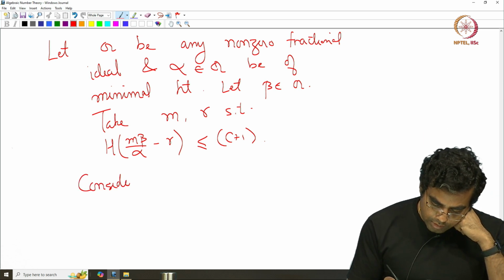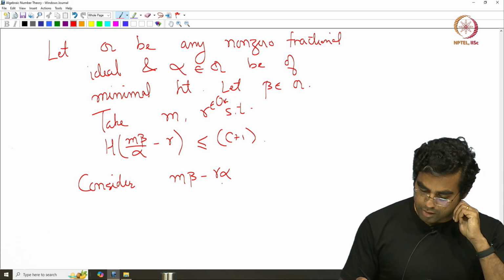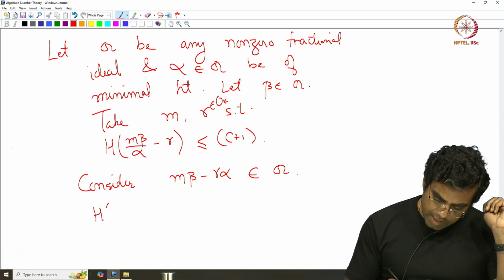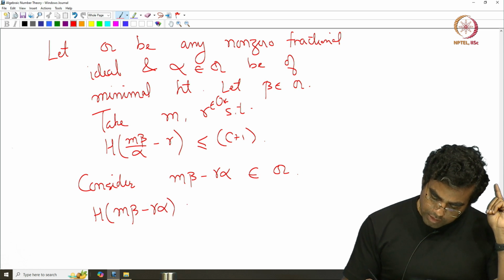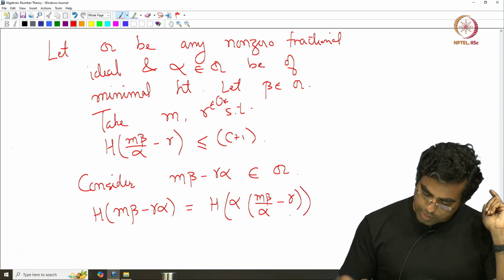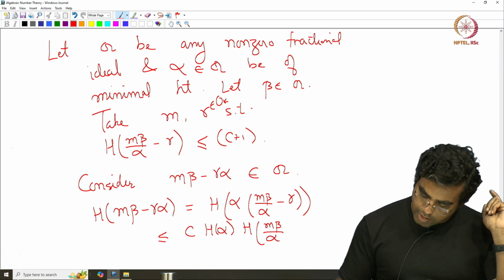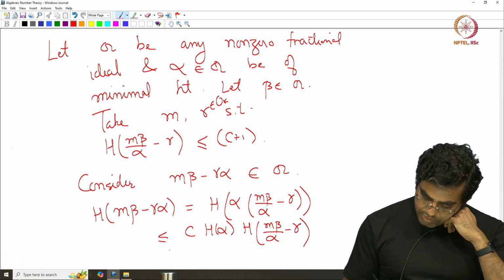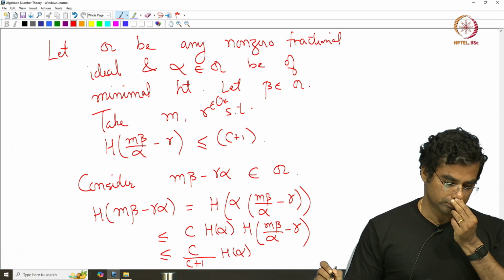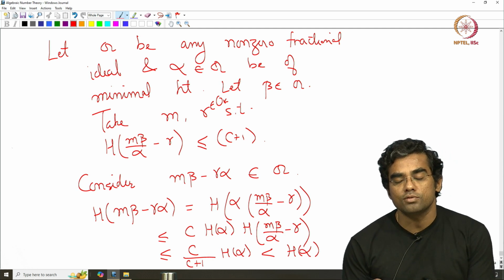So, now what you do is you consider M beta minus gamma times alpha. Remember gamma is in OK, so this thing is in A. It's an element of A. What is the height of this M beta minus gamma alpha? This is equal to height of alpha times height of M beta by alpha minus gamma, which is less than or equal to C by C plus 1 times height of alpha, which is less than height of alpha, because C over C plus 1 is less than 1.